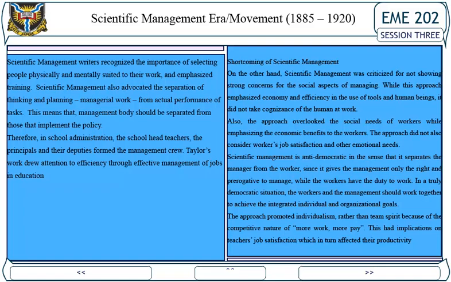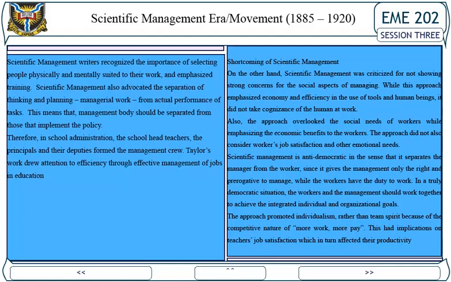Scientific management writers recognize the importance of selecting people physically and mentally suited to their work and emphasized training. Scientific management also advocated the separation of thinking and planning managerial work from actual performance of tasks. This means that management bodies should be separated from those that implement the policy. Therefore, in school administration, the school head teachers, the principals, and their deputies formed the management crew.